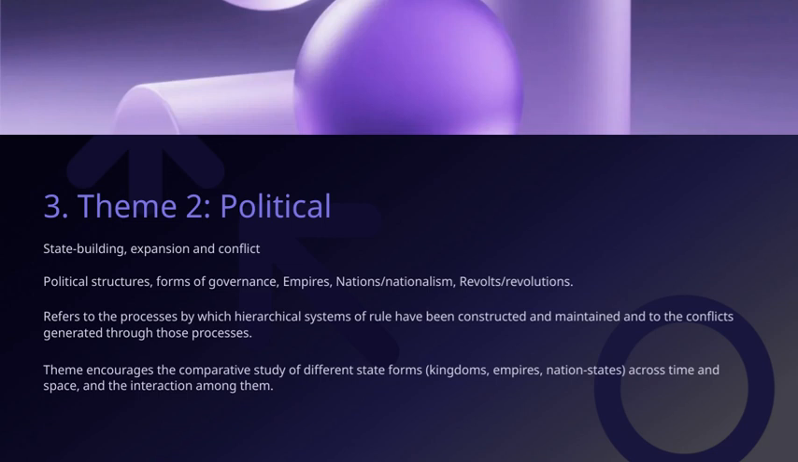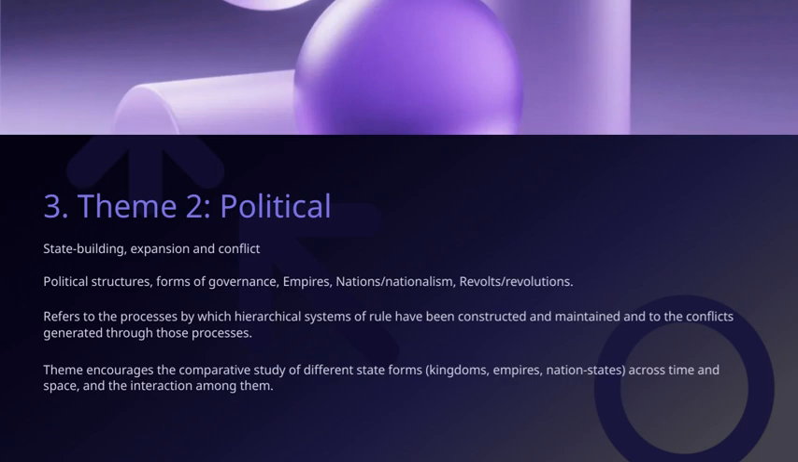We're also looking at the processes through which hierarchical systems of rule are built and maintained. These processes can include everything from establishing authority to enforcing laws, and they often generate conflicts, whether internal struggles or external wars, that shape history.